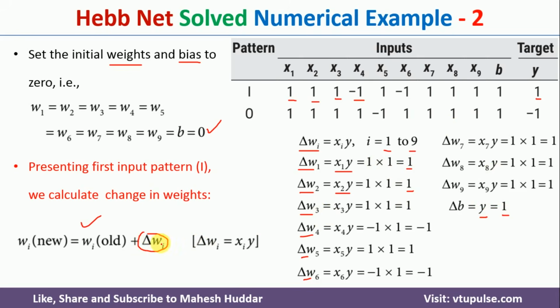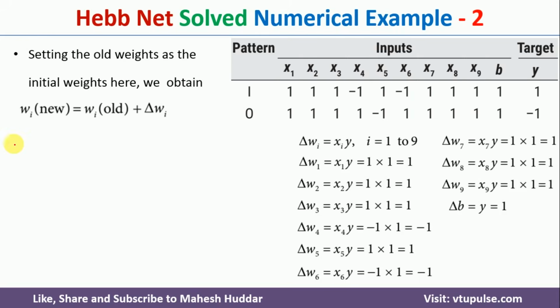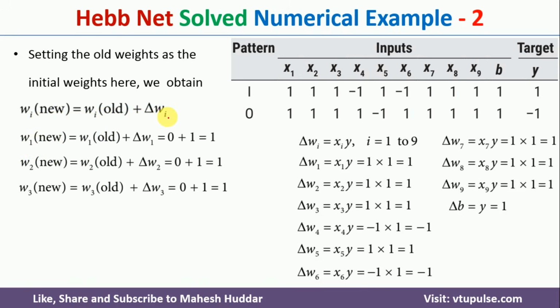Now we need to consider this change in weight as well as the old weights to calculate the new weight. So old weights are 0 initially. Wi new is equivalent to Wi old plus delta Wi. W1 new, that is the first new weight, is equivalent to W1 old, which is 0. Delta W1 we have calculated, that is equivalent to 1 here. So 0 plus 1 is equivalent to 1.